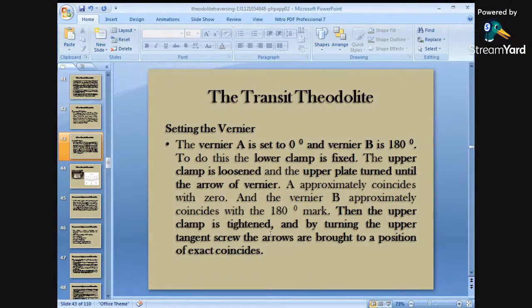When the upper plate is clamped, now you have to fix the upper plate, and by turning the upper tangent screw, for little movement, you have to use your tangent screw. The upper tangent screw is now rotated so that it exactly matches with 0 degree at vernier A and 180 degree at vernier B.